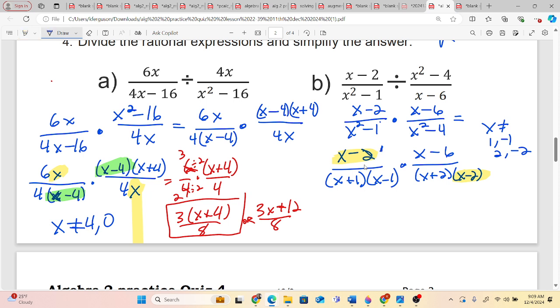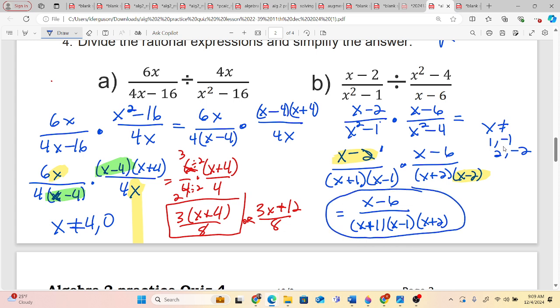So now I'm going to multiply all that out because there's no more canceling to be done. And so I'm going to end up with x minus 6 over x plus 1 times x minus 1 times x plus 2. Now you could multiply that all out. I'm not going to require it. It's fine. So that's my answer, with the stipulation that x cannot equal 1, -1, 2, or -2. And that's how you do that. And that's page 2.